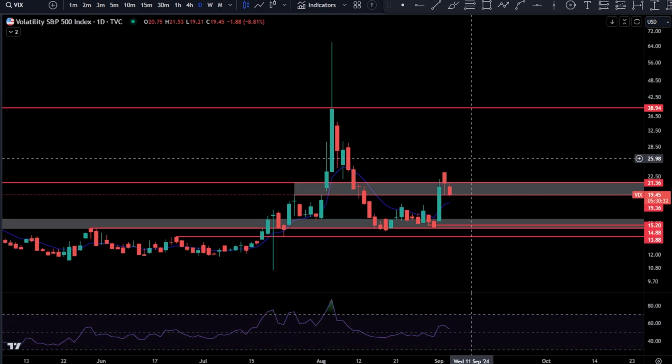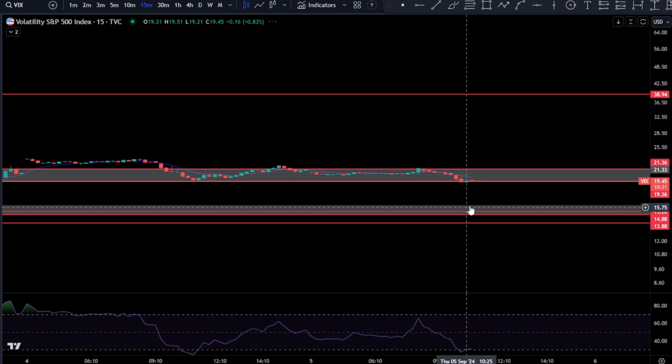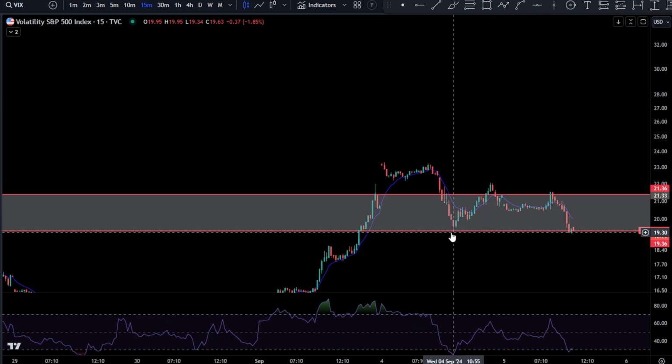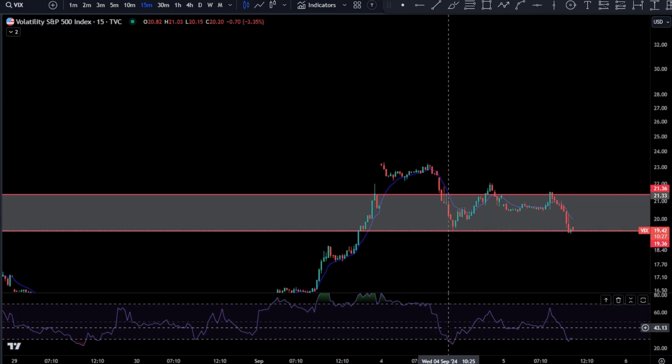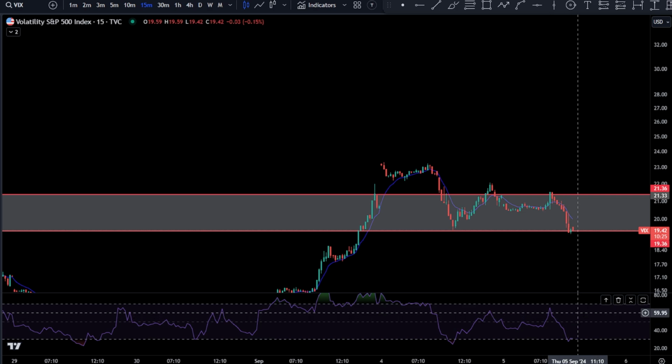Moving over here to Mr. VIX, guys, you are at the bottom of your heavily traded zone here. We called this out over here. You had your 15-minute RSI being oversold. And now we have that same exact look.